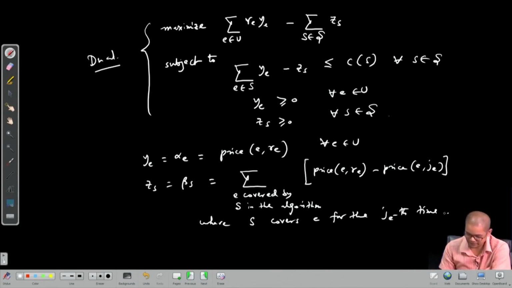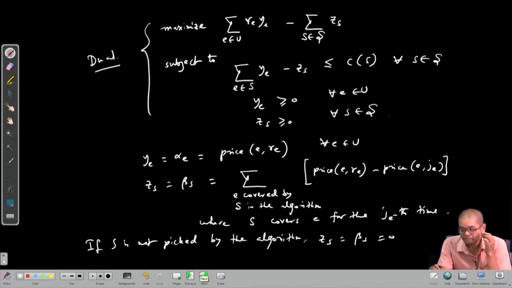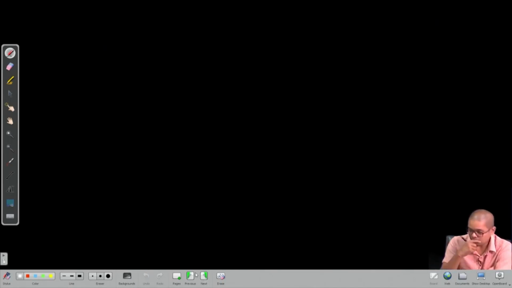This is if S is picked. Otherwise, if S is not picked by the algorithm, then we set z_S equal to beta_S equal to 0. So first we need to show that the dual objective with this setting of dual variables connects to ALG.